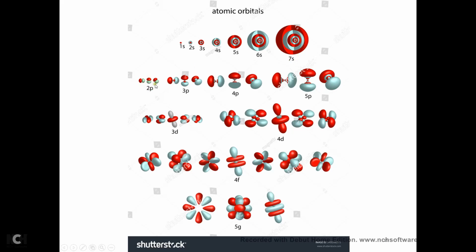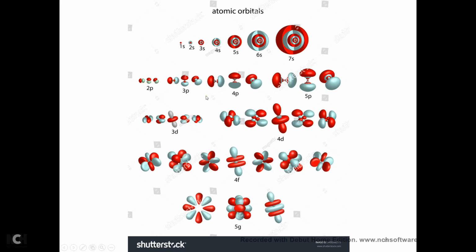2p orbitals, each of them has 1 node, and it's planar. 3p. Now n is equal to 3. There are 3 minus 1 equals 2 nodes. We should be able to find 2 nodes in each of the 3p orbitals. So the first node over here is planar. You can cut this 3p into 2 halves. That's planar. And also, there's a spherical node surrounding the smaller 3p shape orbital. So over here, you just draw a sphere surrounding the smaller one. Again, over here, same thing.